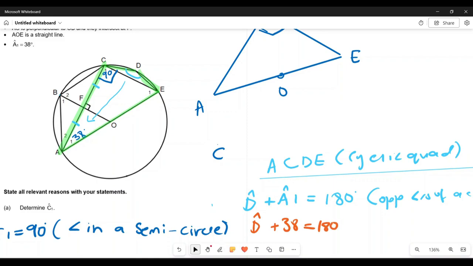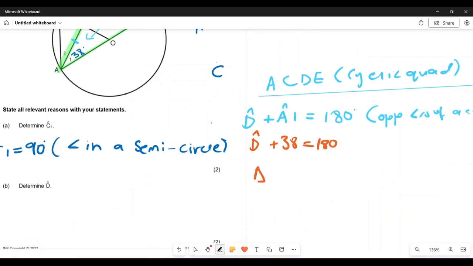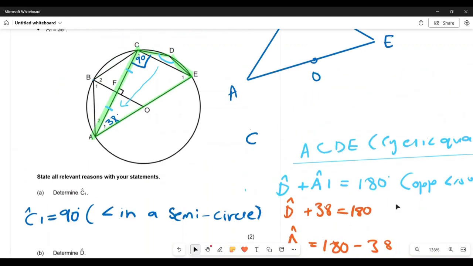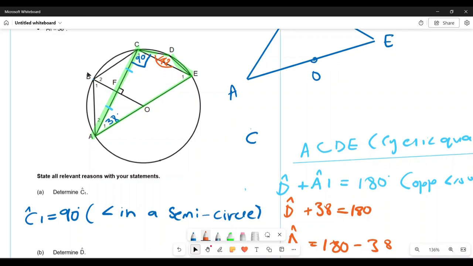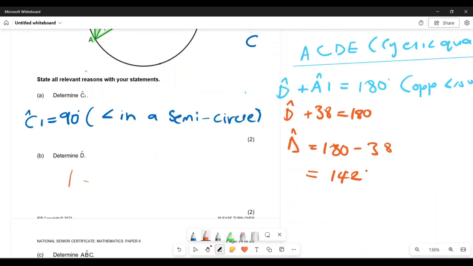So as a result, my D will be 180 minus 38. And punching that into my calculator, my angle D will be equal to 142 degrees. Right, so let me write that there. So D is 142 degrees. All right, now I found my angle D. Remember to show these workings on your answer sheet.